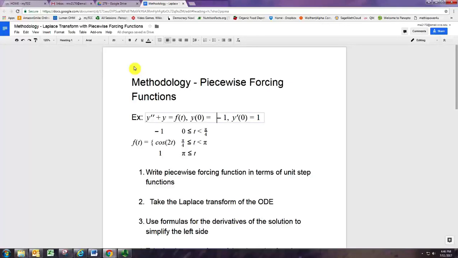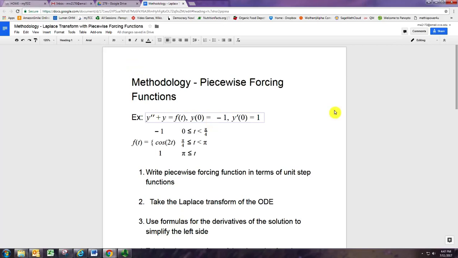All right, in this video, we're going to do some more Laplace transforms, and we're going to be using them to solve differential equations where the right-hand side function, or the forcing function, is piecewise defined. The left-hand side is still going to be a second-order linear constant coefficients.